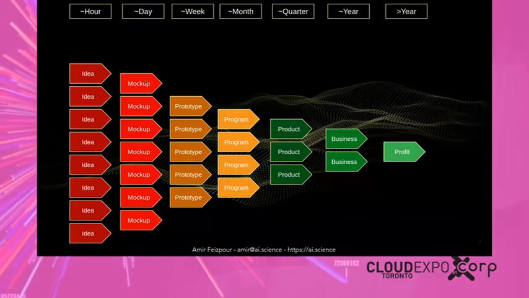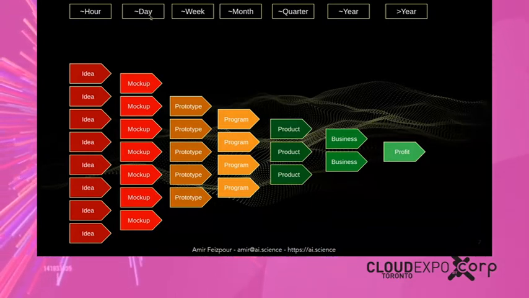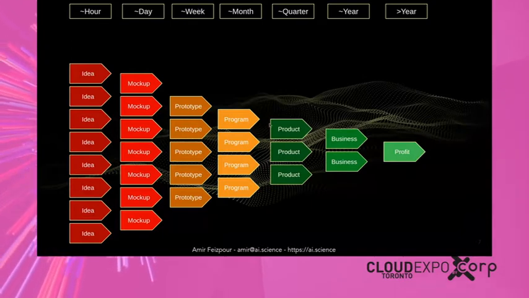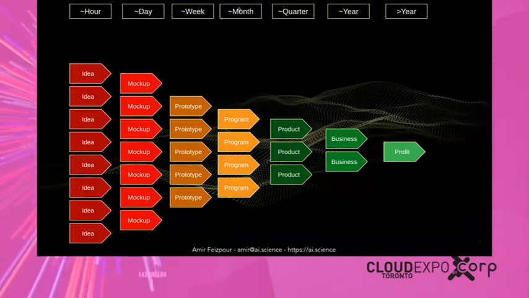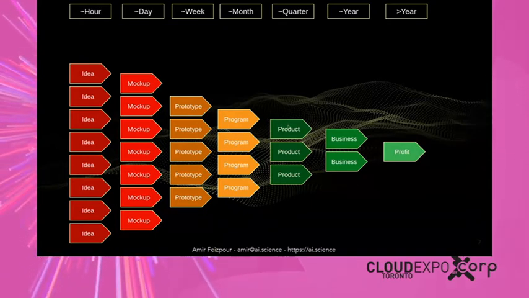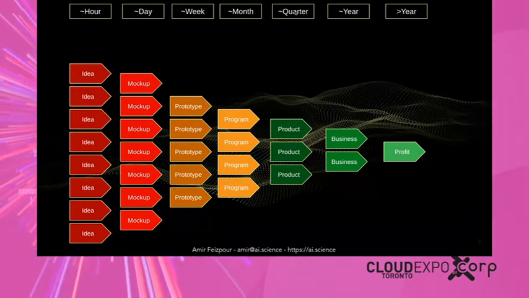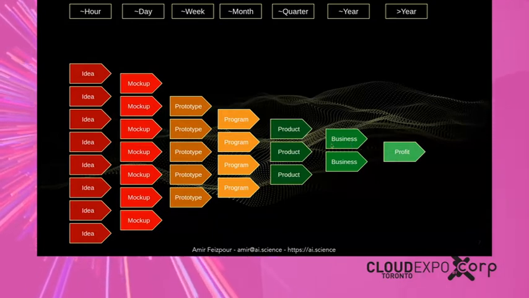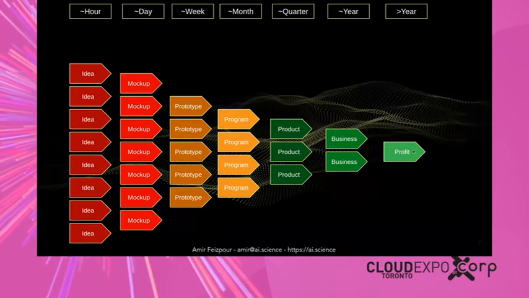Then doing research using your mockups should be on the order of days. Research on the prototype should be weeks. Programming shouldn't take more than a few months. And turning the program into a product shouldn't take more than about a quarter. And business usually happens on the order of a year, and profit more than that.